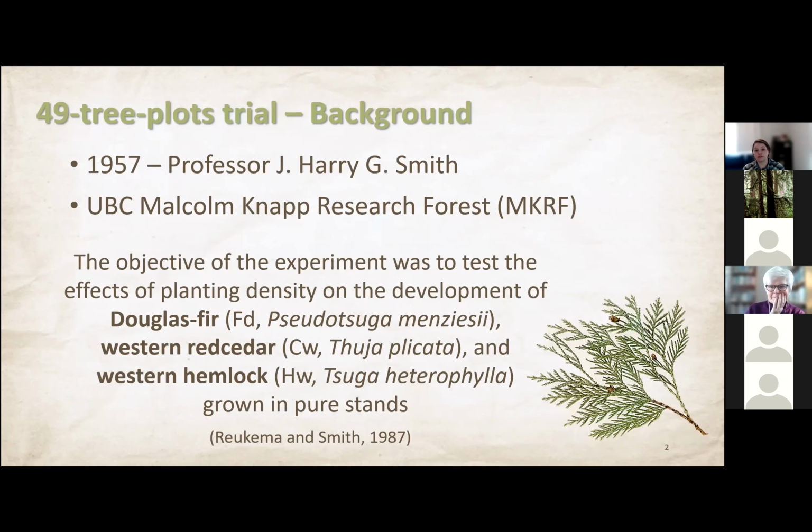Most of you probably have heard of the 493 plot trial that was established in 1957 by the former Professor Harry Smith at Knapp. The objective of the experiment was to test the effects of initial planting density on the development of Douglas fir, western red cedar, and western hemlock in clear stands.